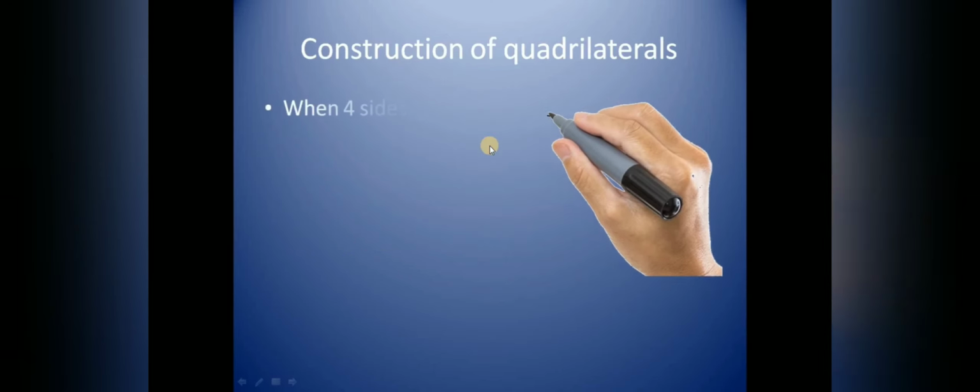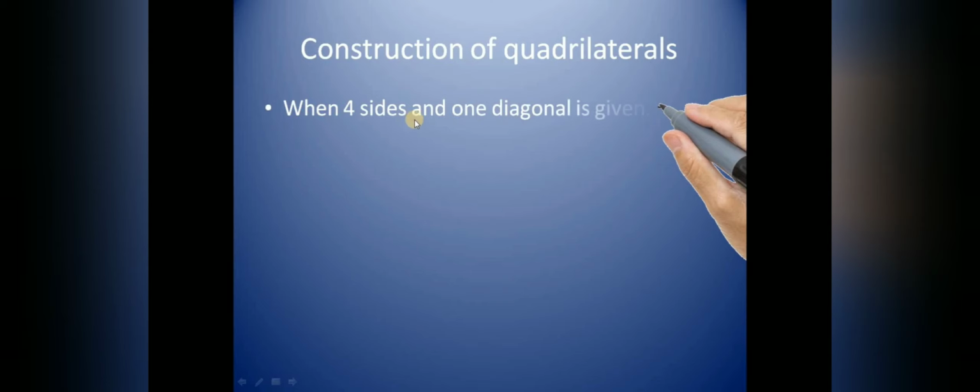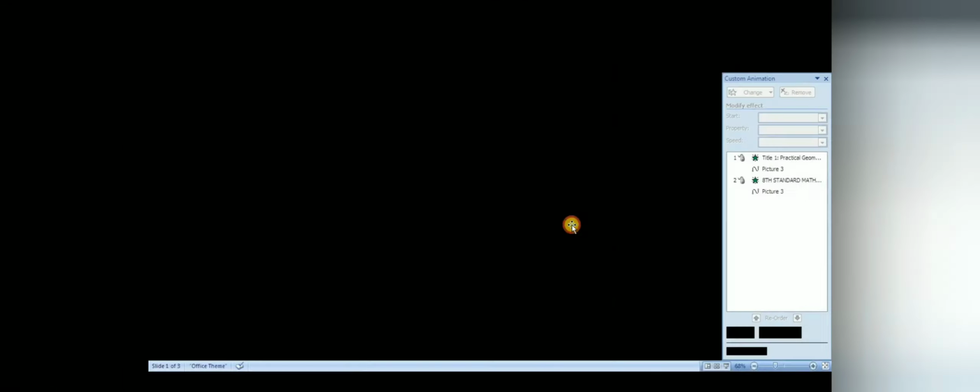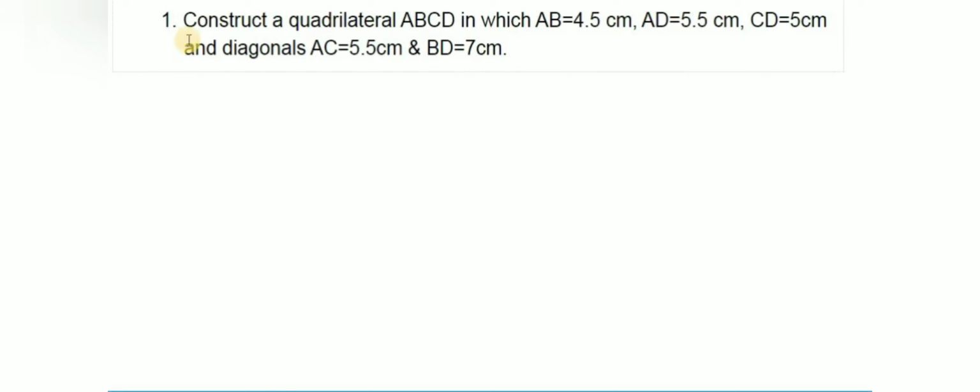Among these five methods, we already learnt the first method, when four sides and one diagonal are given, in the previous video. The second method, we are going to learn in this video, when two diagonals and three sides are given. See here one example.